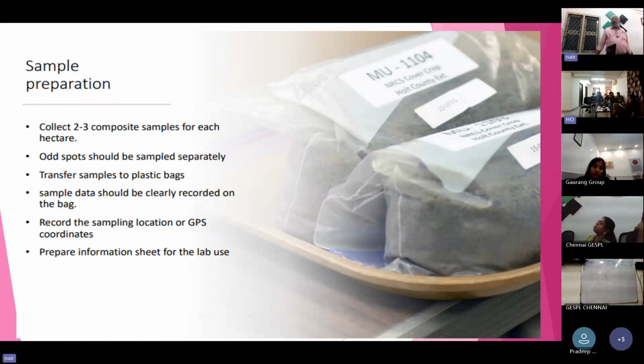So for sample preparation, collect composite samples. Old spots should be sampled separately. Transfer the sample to plastic carry bags like this. Record the sampling location GPS coordinates. Information is needed for lab use. Okay.